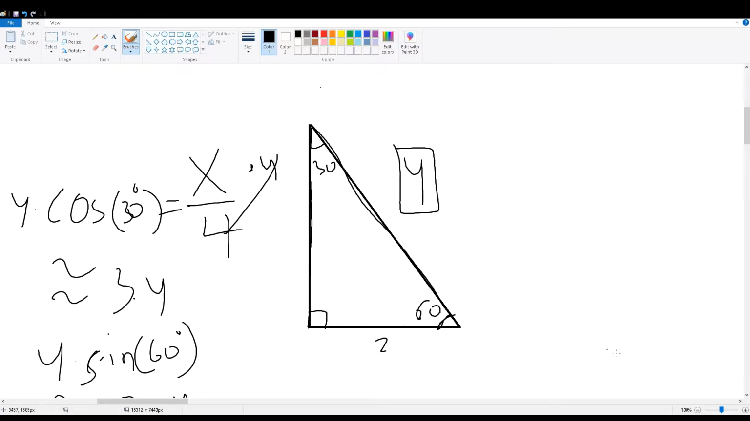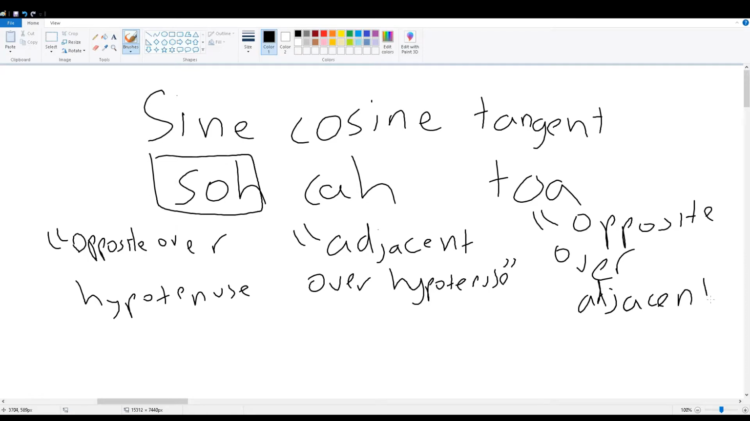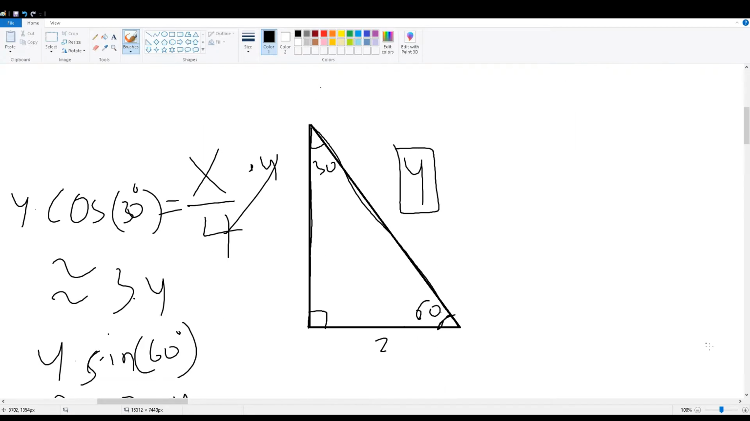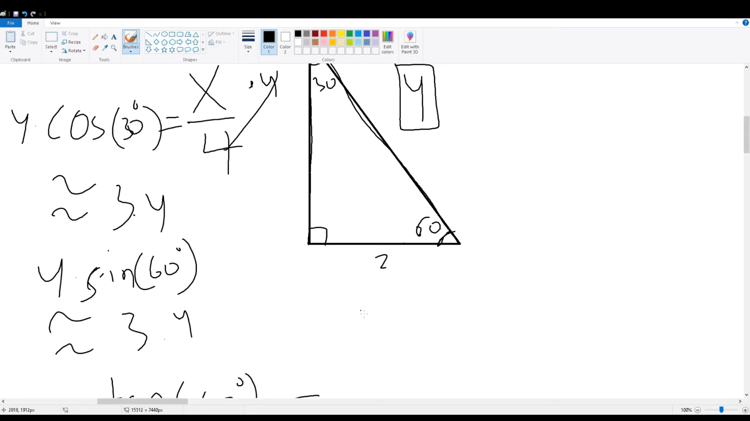And now let's do tangent. So let's take the tangent of 60 degrees. And what does TOA mean? That is fairly straightforward. That means opposite over adjacent. And let's plug that into our triangle here very quickly. And we get the tangent of 60 degrees is equal to opposite, which is x, over adjacent, which is 2.